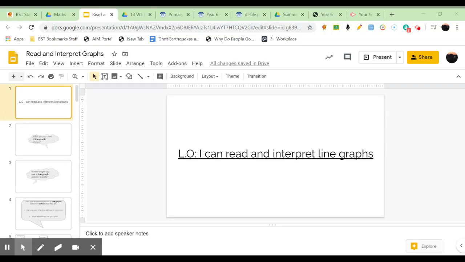Hey everybody, and welcome back to Maths for our brand new term, and it is online learning again. Now, today, woohoo, we're going to be looking at graphs, and we're actually reading and interpreting graphs.